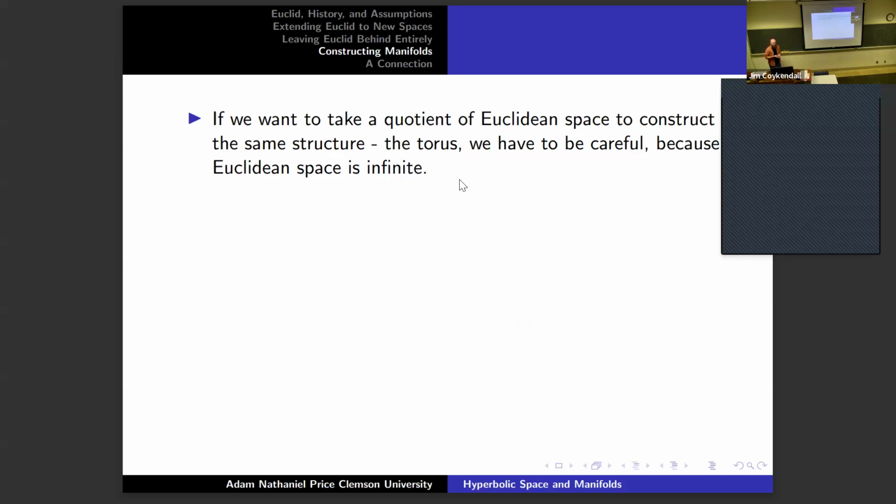Right now, if I want to take a quotient of Euclidean space, I can construct the same torus. This is that thing I was previewing before, where I take a larger, infinite space and collapse it down to a more familiar space. We can do that, but we have to be careful, because the torus is finite, it's compact, if you know what compact means. Euclidean space is infinite, it's not compact. So you're mapping an infinite space down onto a finite space.